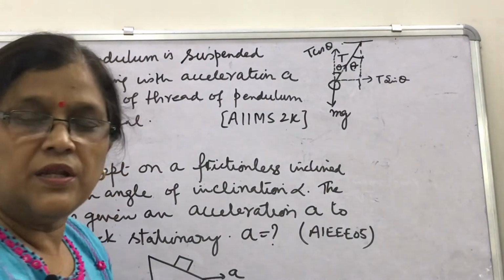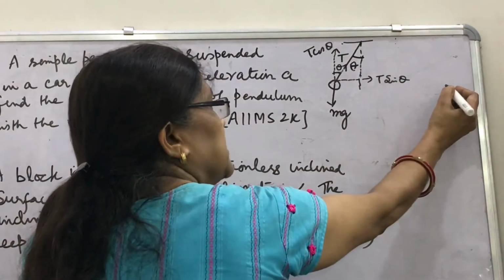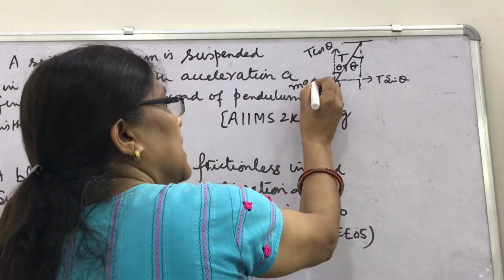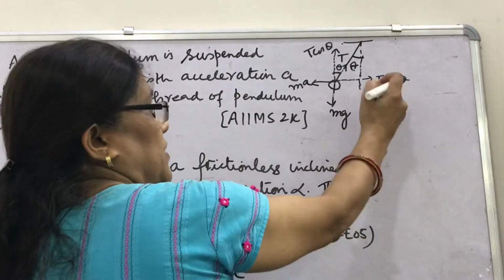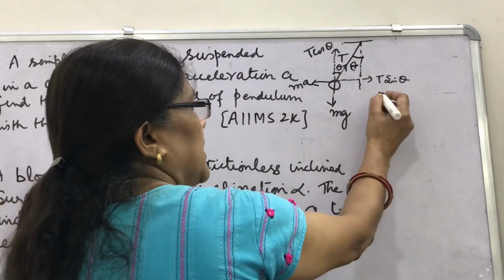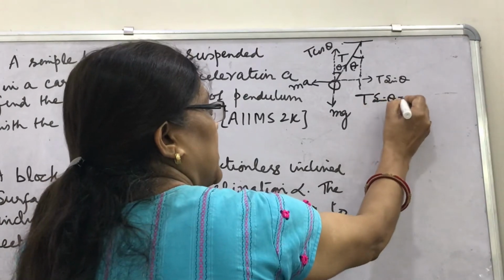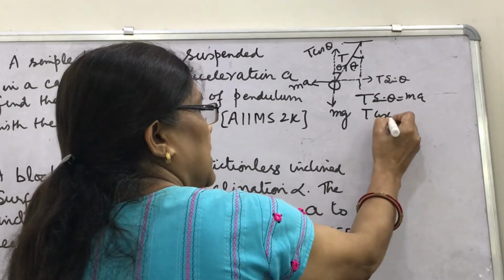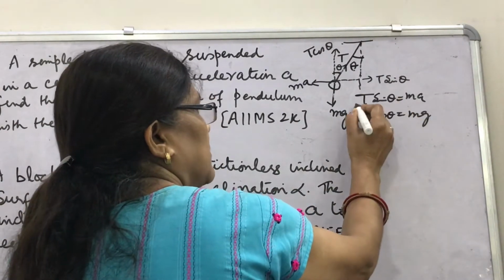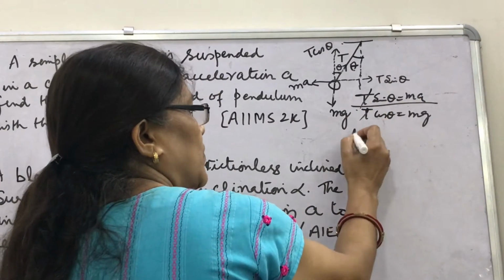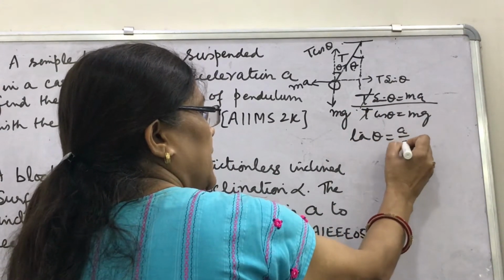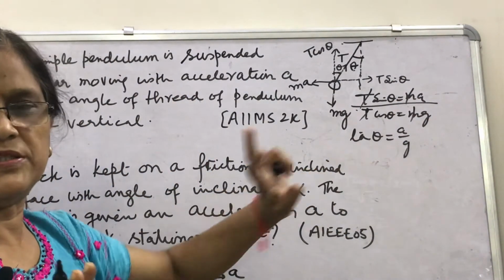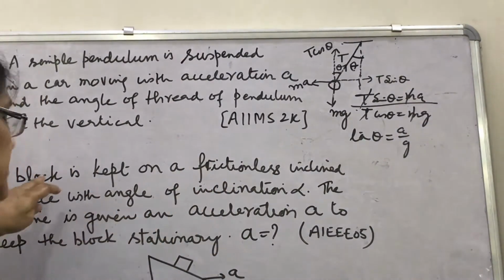So you know, when the car is moving in this direction, the pendulum will have a force in this direction, that is ma, in the backward direction. Just write the equations here. T sin theta equal to ma, balancing the backward force, and T cos theta equal to mg. Dividing these two equations, what will you get? Tan theta is a by g. The m and m will cancel. So theta will be tan inverse a by g. Look at the next question.